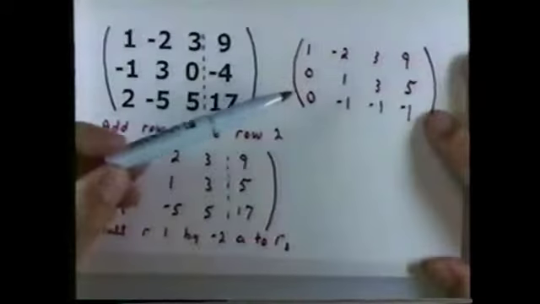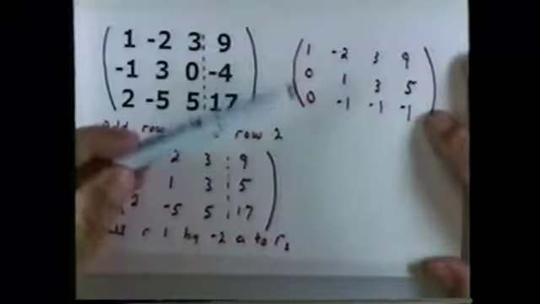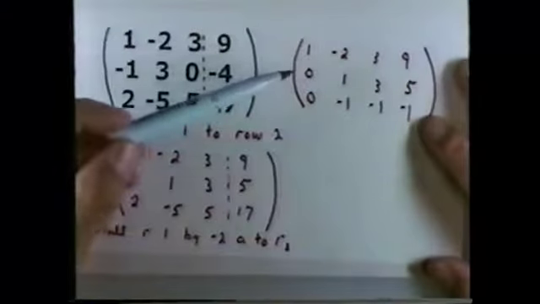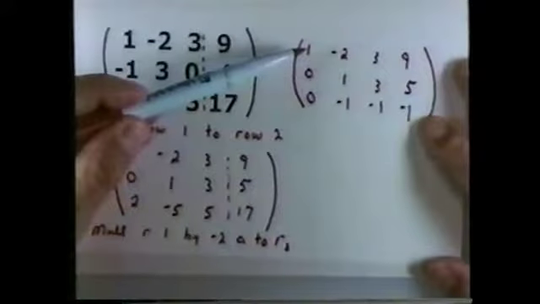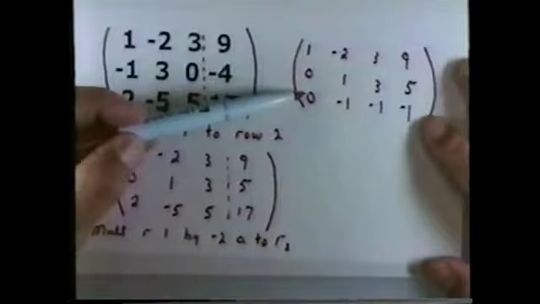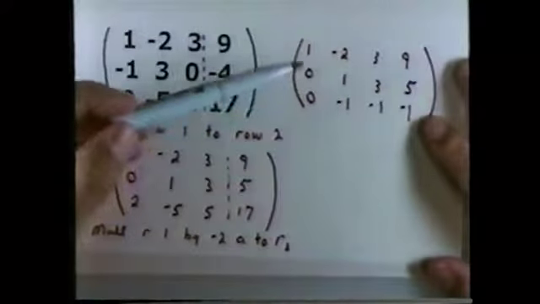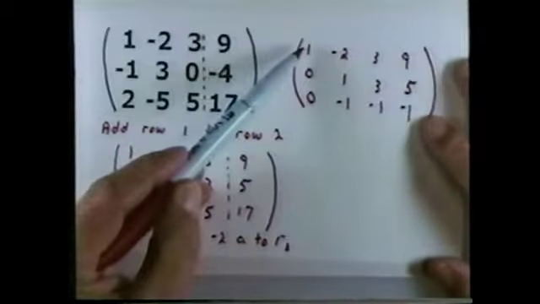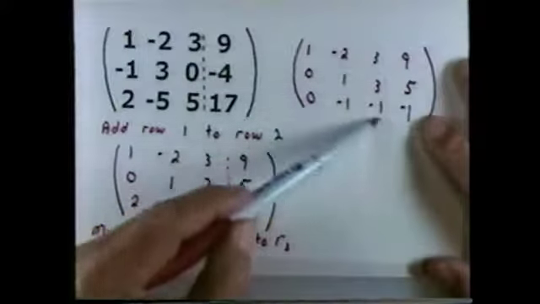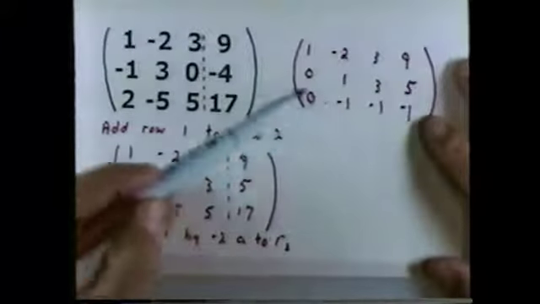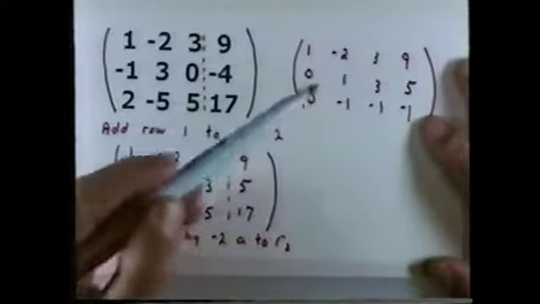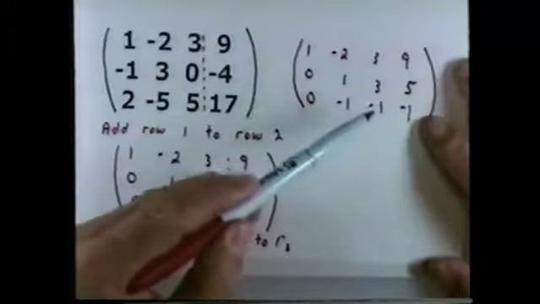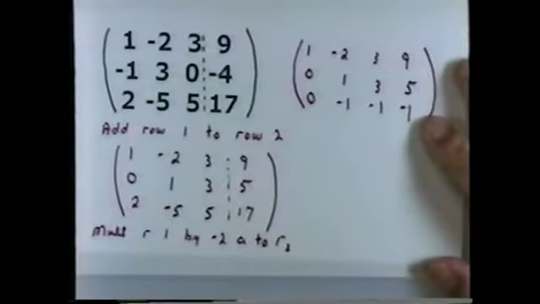Now there is a method to what I'm doing. There is a reason for it. What I'm trying to do is to make the first column have a 1 and all the rest zeros. So I'm trying to create a matrix in which I have 1s along the diagonal and zeros below it. That's what I'm trying to do. So my goal is to have 1s along the diagonal, zeros below it.